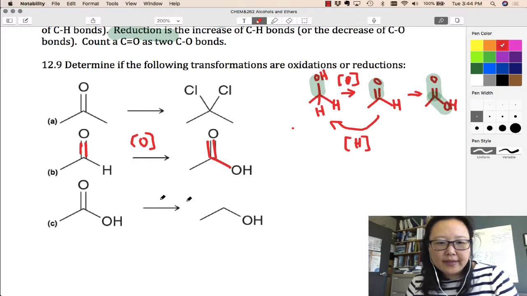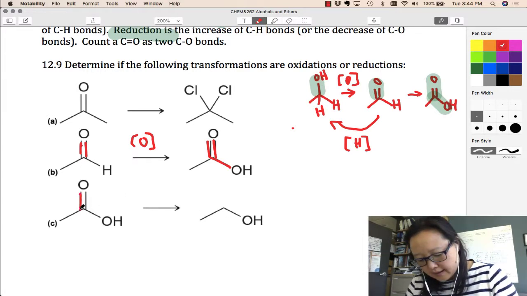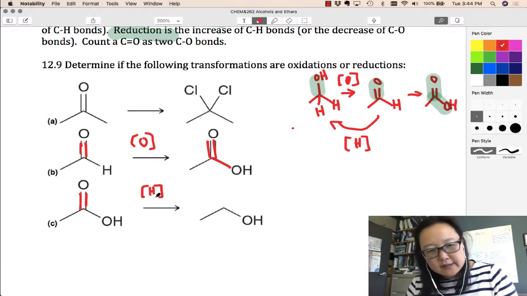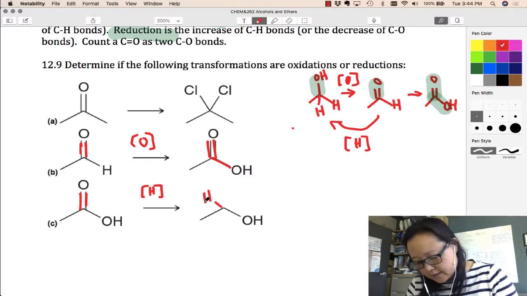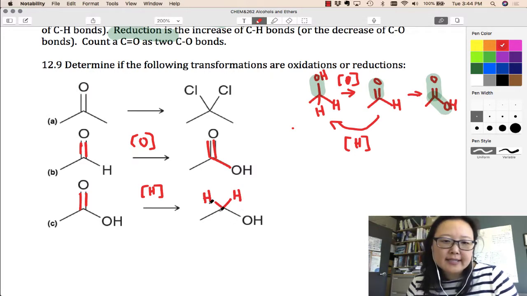For this one, you see the removal of some CO bonds, or a C double bond O. So we are decreasing our oxidation, so we're increasing reduction. You can also tell based on the addition of hydrogens right here. To take the place of oxygen, we put down hydrogen. Increasing CH bonds is also called reduction.